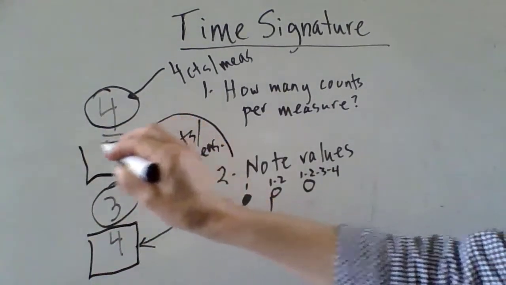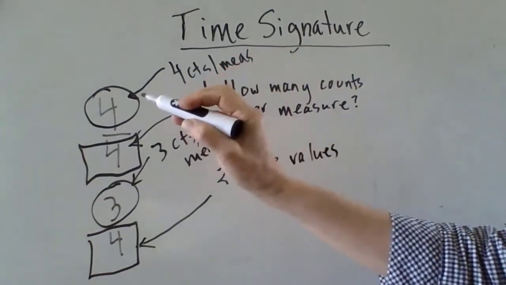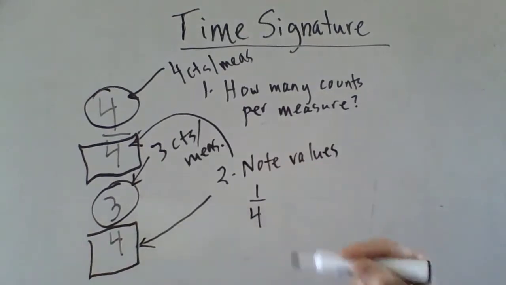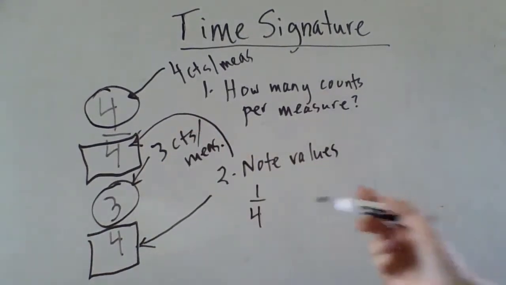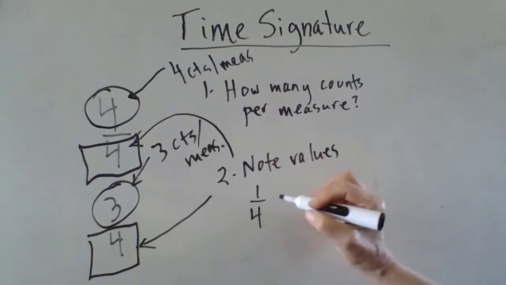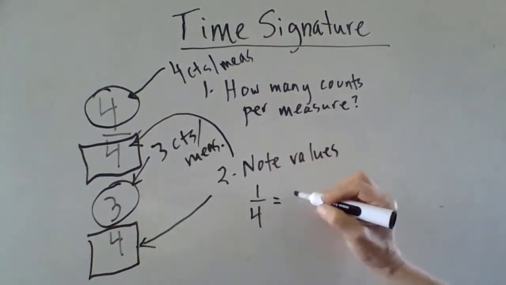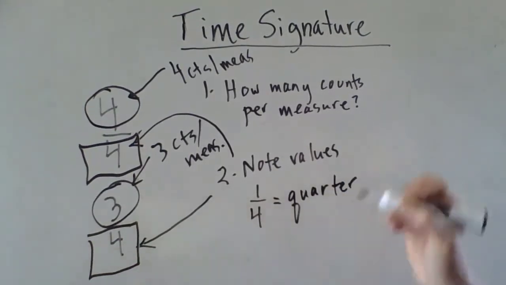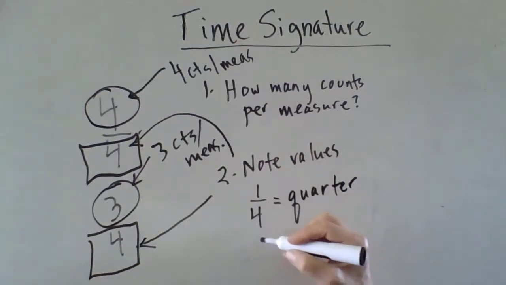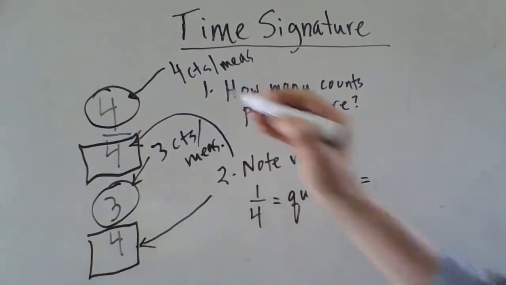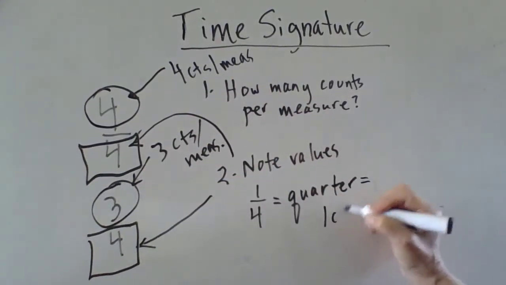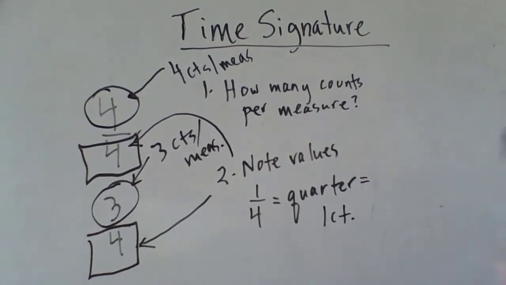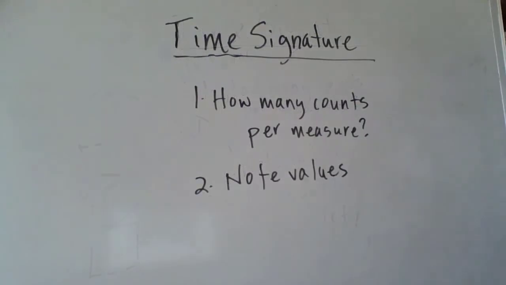In each case, it's 4, right? So if you were to take away this top number, you would be left with this in each case, 4 on the bottom of this fraction. Well, another name for 1/4 is quarter. So this is a set of instructions that tells you the quarter note in this time signature gets 1 count. We've learned that quarter notes are 1 count, so this is not anything different.